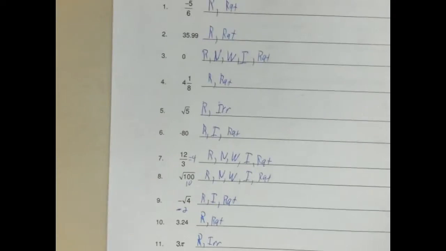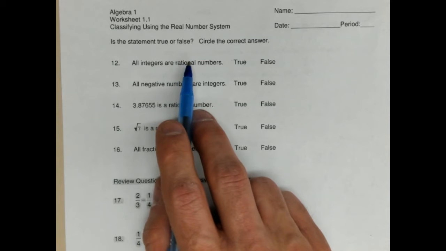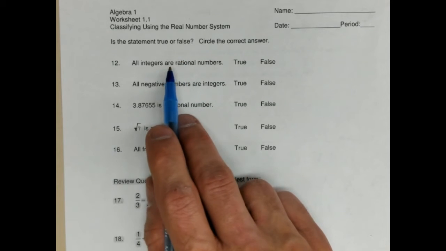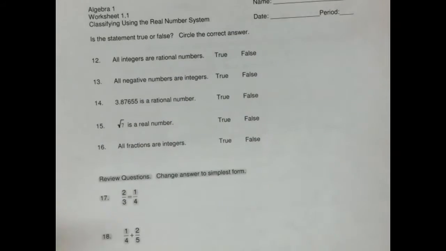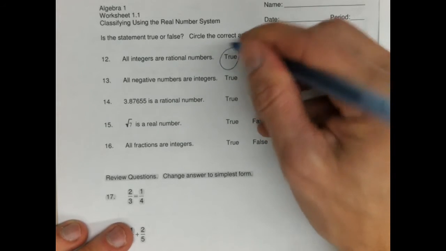All right, is there anything on the back of this? Yes, there's something on the back of this. Okay, oh, hopefully I don't mess these up. I always make mistakes on these. All integers are rational numbers. Let's look at this. Are all integers rational? Yes, they're fully contained within rational, so yes, that's a subset of rational.